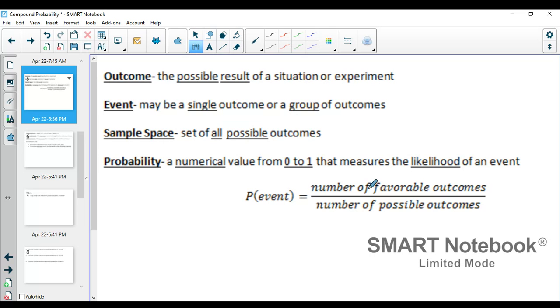These are all just a refresher of definitions from the last set of notes. So outcome is the possible results. Event is a single or group of outcomes. Sample space is a set of all possible outcomes. Then probability is a numerical value from 0 to 1 that measures the likelihood of an event. Remember, it's the number of favorable outcomes over the number of possible outcomes.